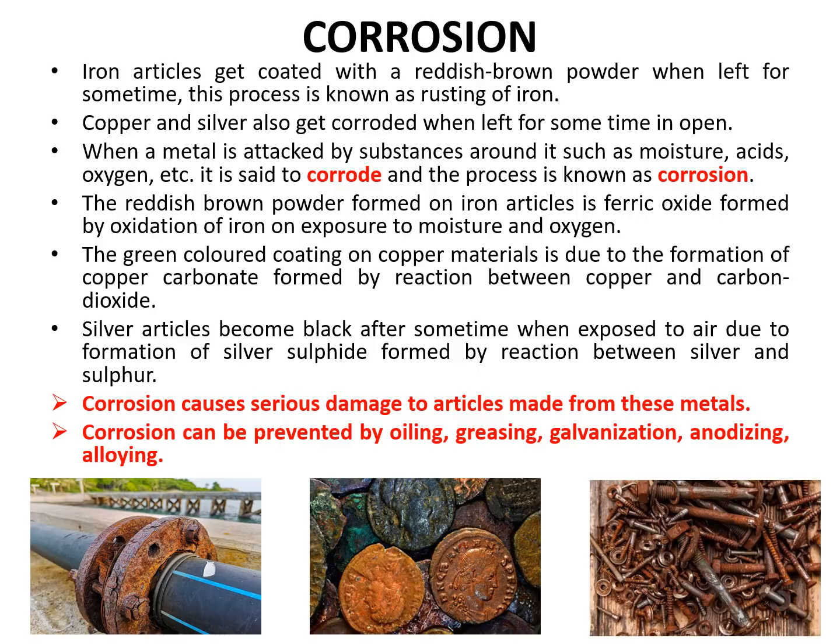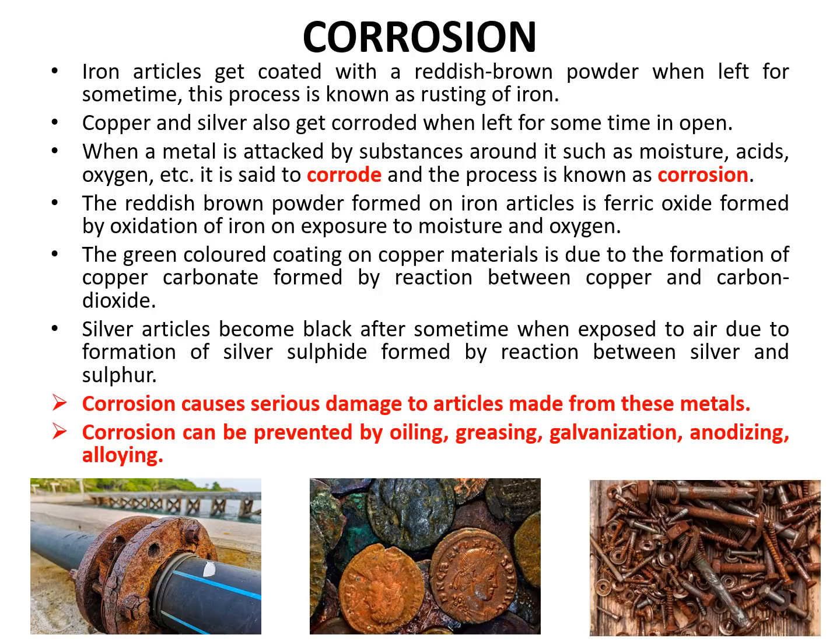Corrosion is a harmful process. Corrosion causes serious damage to the articles made from these metals. Corrosion is a slowly destructive process. Corrosion can be prevented by oiling, greasing, galvanization, anodizing, alloying. So these are the different ways by which the process of corrosion can be retarded.